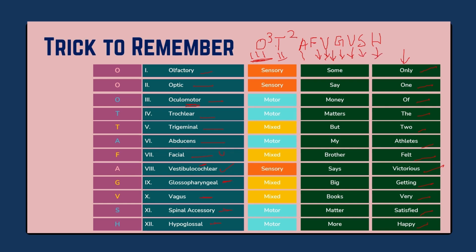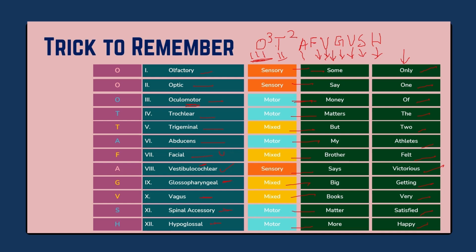Now for function. Some say money matters. S for sensory, M for motor, but B for both. Because mixed is also M, motor is also M. To avoid confusion, we are using B for both. But my brother says big books matter more. This is a very common one which you might find on the internet also. Okay, so you can remember either of these.